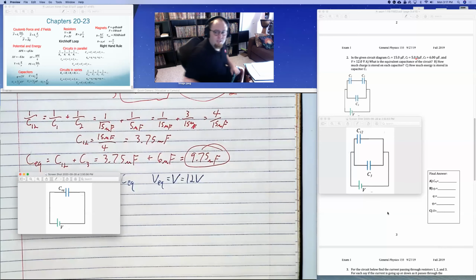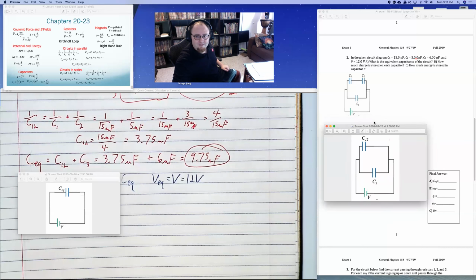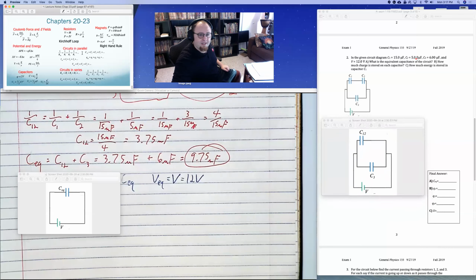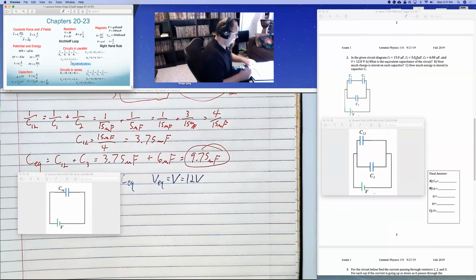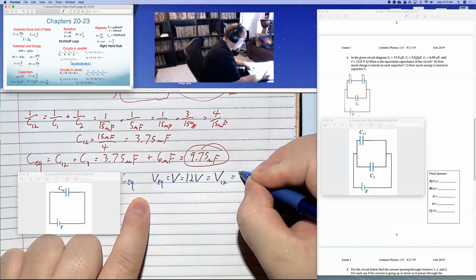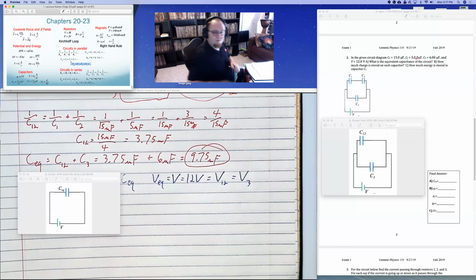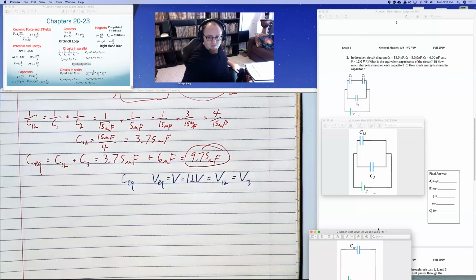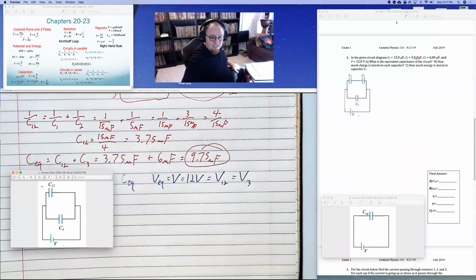But that C equivalent is made up of two capacitors in parallel. And anytime you're in parallel, the voltage of each piece is equal to the voltage of all the things that make it up. Because it's in parallel, that might be the voltage on V equivalent, but that's also the voltage on 1, 2. And that's also the voltage on 3. Because they're all in parallel. And so I know the voltage on both of these guys instead. Now, that's only the voltage. I asked for the charge.